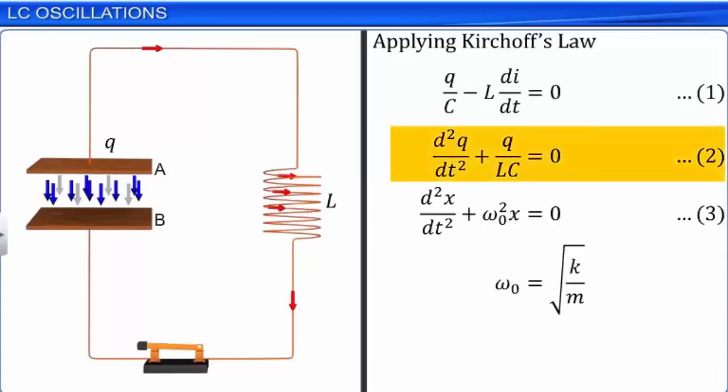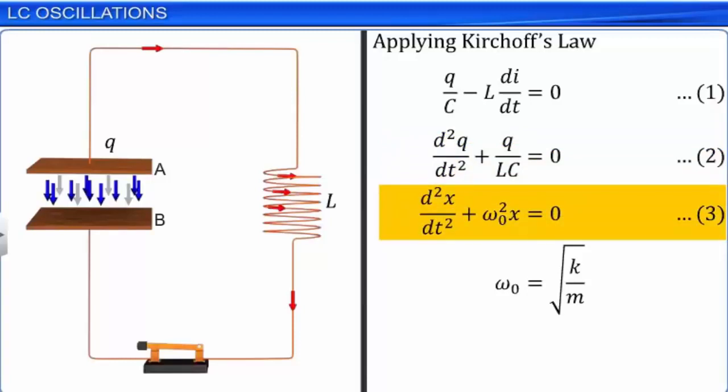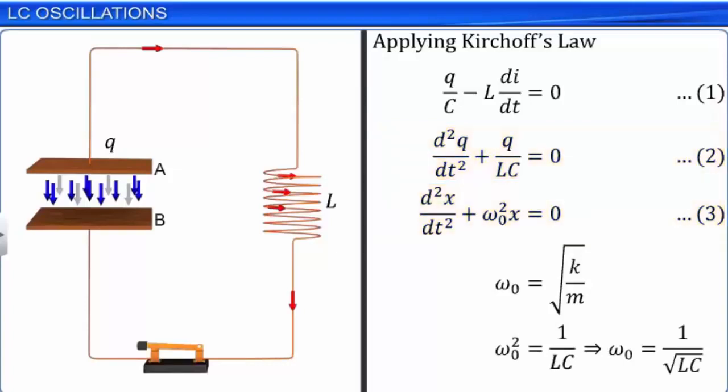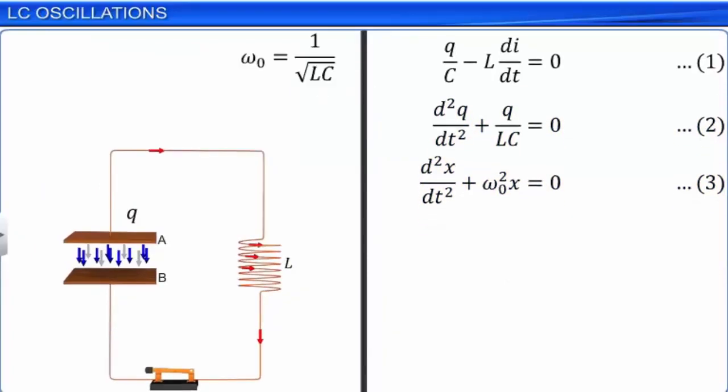Comparing equations 2 and 3, we have the natural frequency omega naught of LC oscillations in the circuit equal to 1 by square root of LC. We know that in equation 3, the displacement x is expressed as a cos omega naught t plus phi, where phi is the phase difference and a is the amplitude of oscillations. Similarly, for equation 2, the charge q can be expressed as q is equal to qm cos omega naught t plus phi, where qm is the maximum charge on the capacitor. Let this be equation 4.